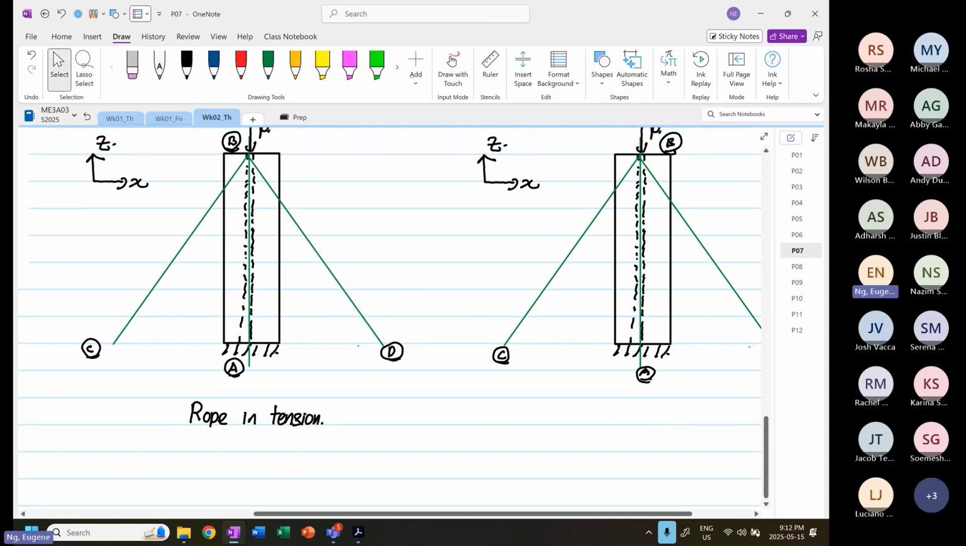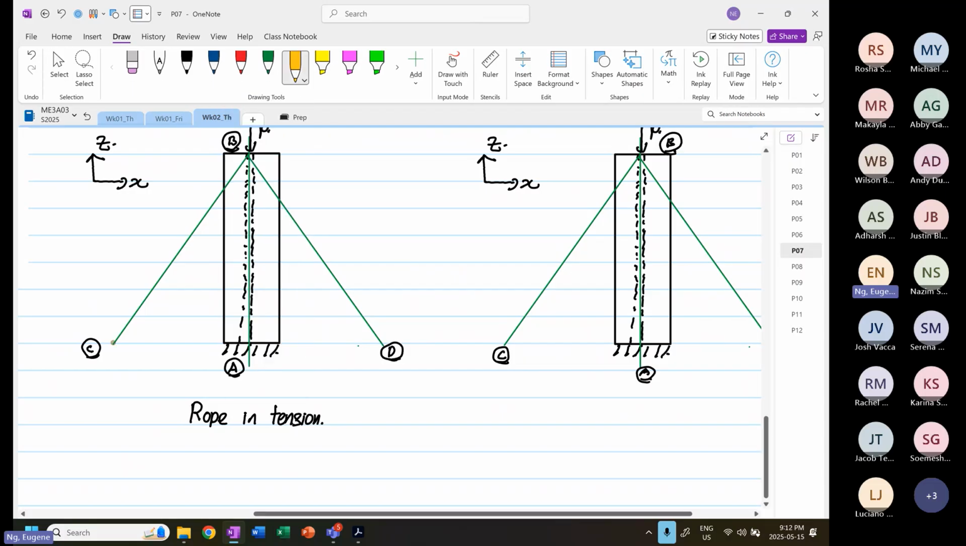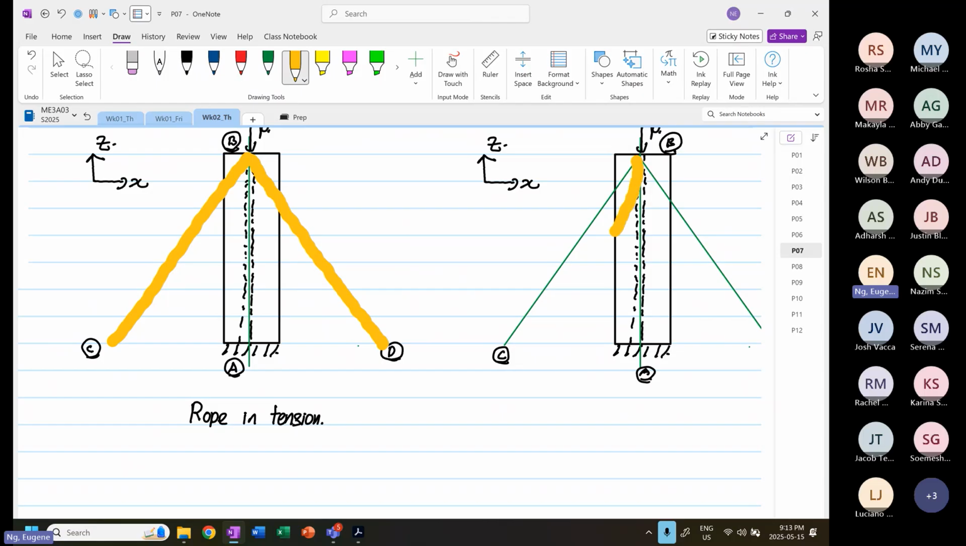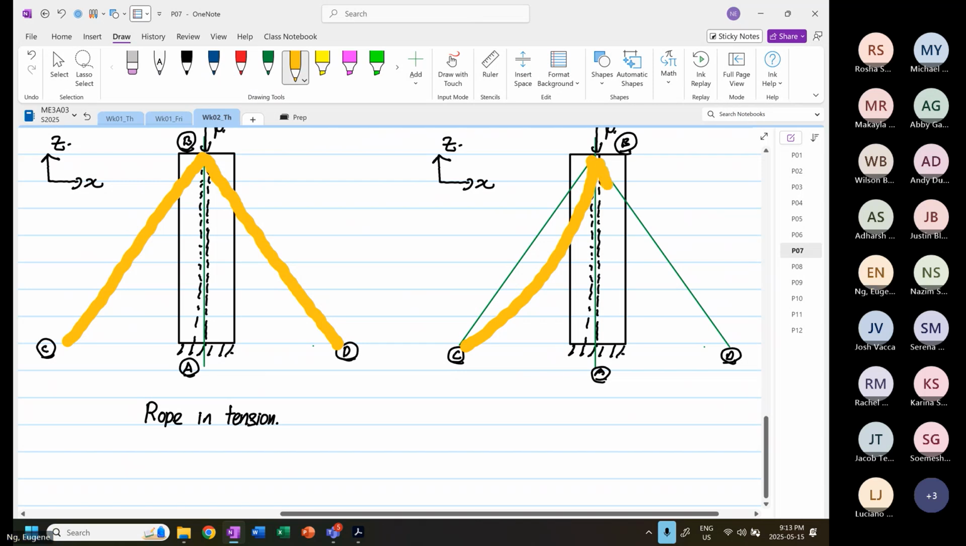the rope will look like this in tension, right? It'll be a straight line here in tension. It'll be a straight line here. So it's doing something. Okay. If the ropes are in compression, this is how the structure will look like. Okay, so this is the rope in compression.